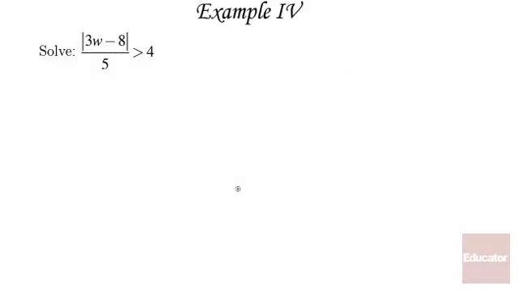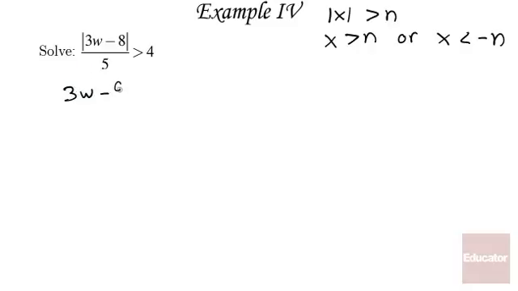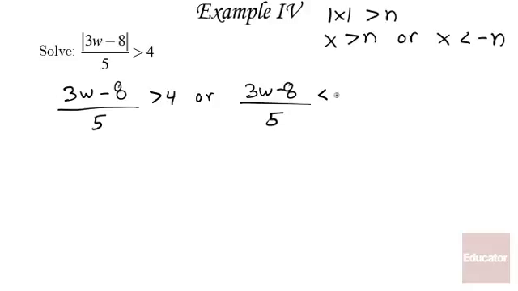Okay, next example, also an absolute value inequality. And this one is in the form, the absolute value of x is greater than n, in this general form, which can be rewritten as x is greater than n or x is less than -n. So rewriting this and removing the absolute value bars as 2 different inequalities, 3w minus 8 divided by 5 is greater than 4, so that's this first form, or 3w minus 8 divided by 5 is less than -4.